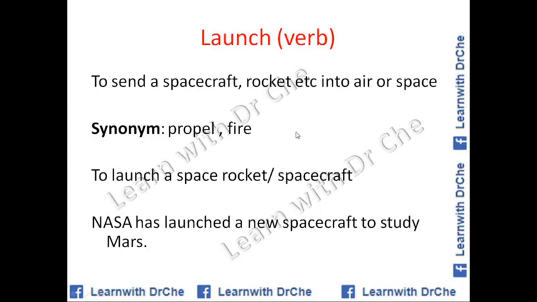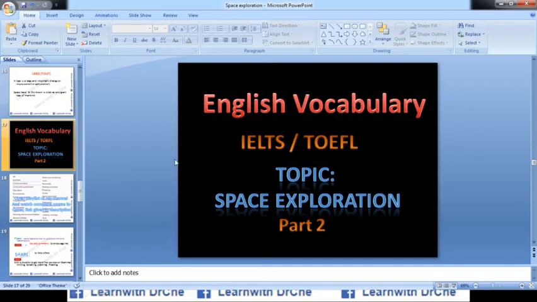Launch. Launch is a verb. It means to send a spacecraft or rocket into the air or space. It also means propel or fire.